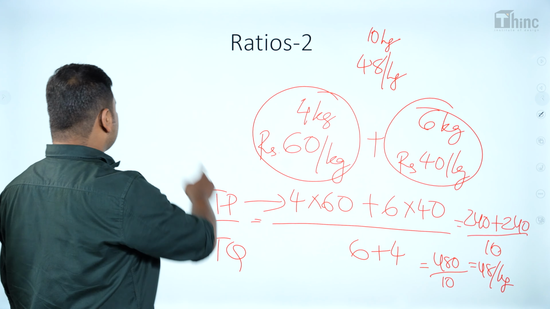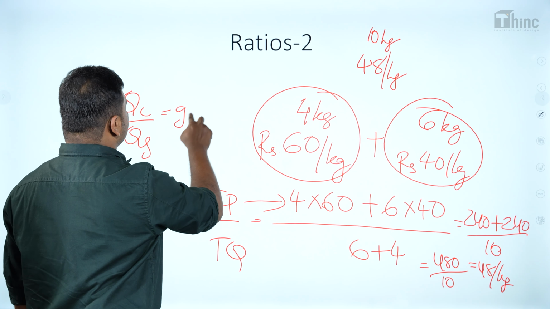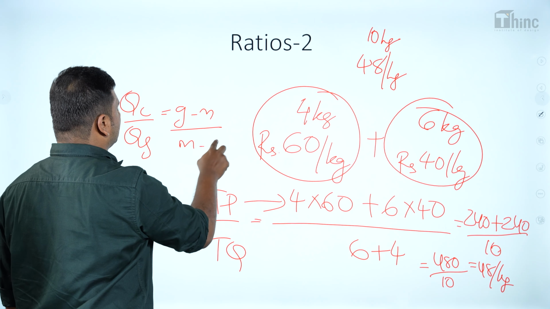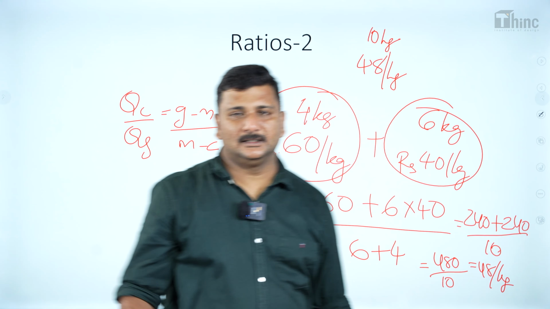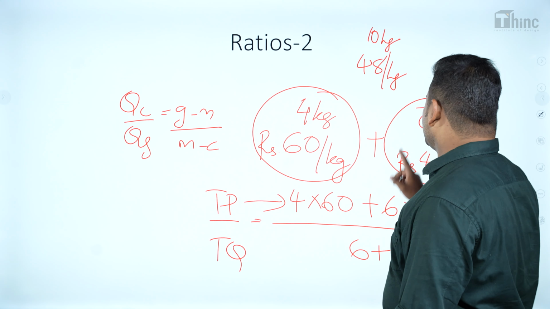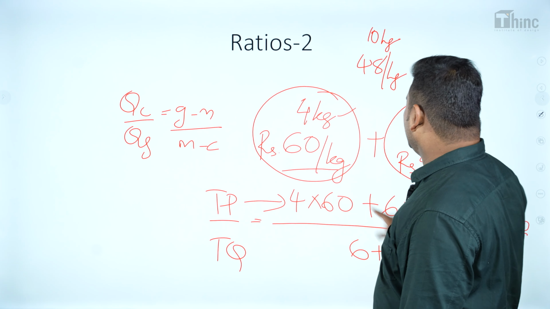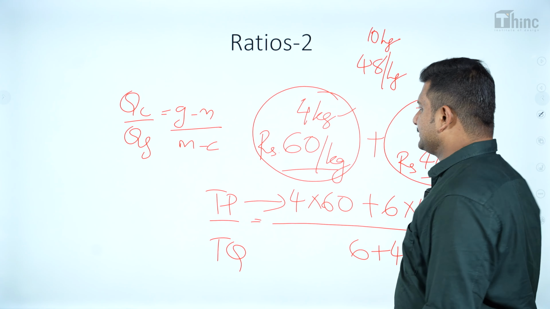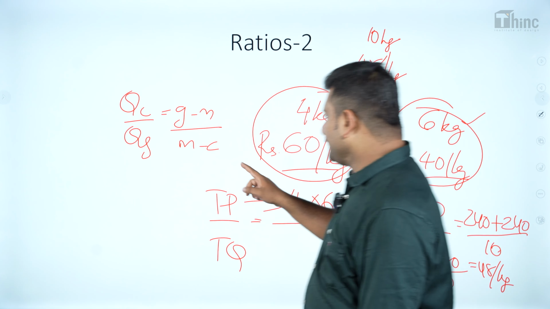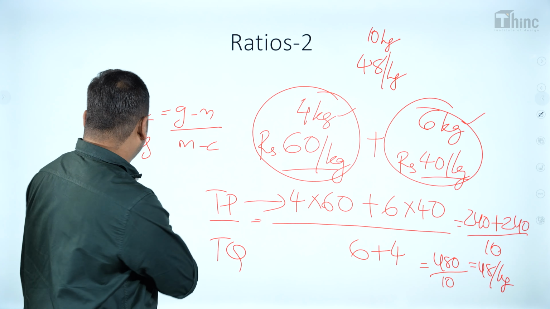Now what is this formula saying? QC by QG equals G minus M by M minus C. So will that formula work here? Let's see whether it will work or not. So what is the quantity of good? So quantity good means the orange is at 60 per kg. So quantity of good is 4. And what is the quantity of cheap? It's 6. So we know the quantity of cheap is 6 and quantity of good is 4.